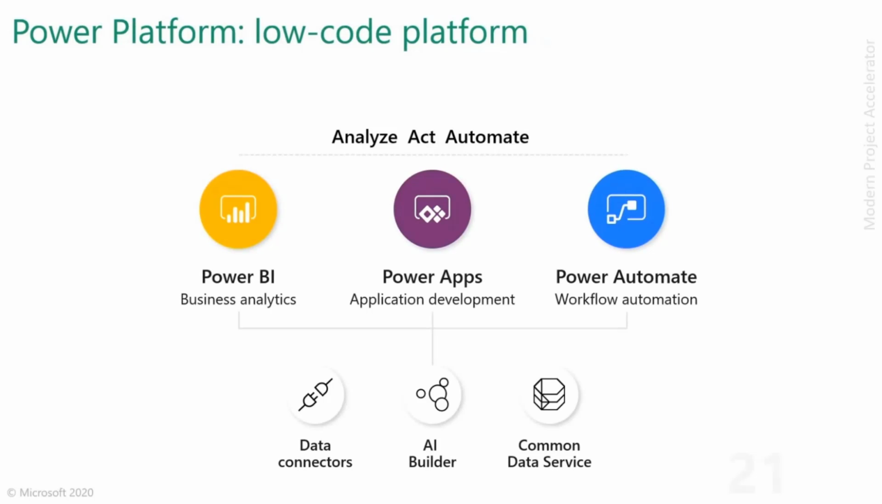The capabilities that enable these things in the Power Platform are Power BI, of course, for business analytics, Power Apps for rapid application development, and Power Automate for workflow and business process automation. There are many other exciting capabilities such as data connectors, the AI Builder, and of course, all the data is in the powerful Common Data Service.